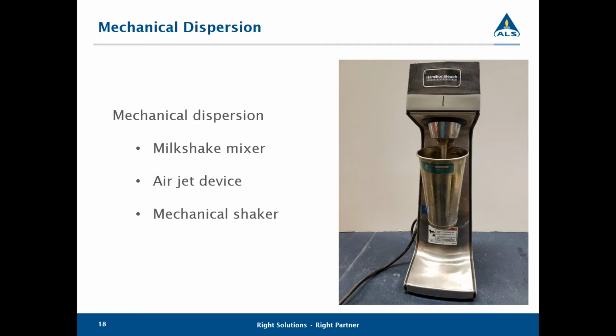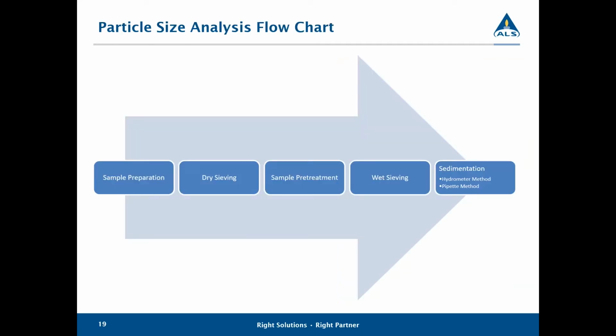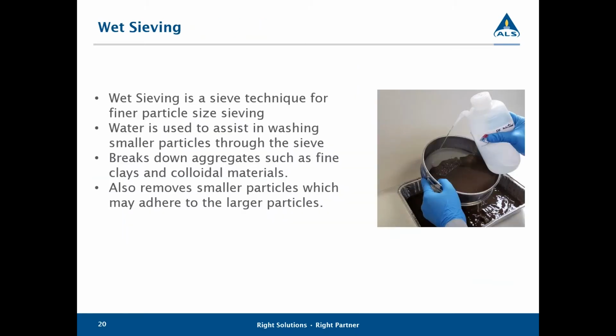Continuing on, once the samples have been properly dispersed, we are going to move on to wet sieving and sedimentation. Wet sieving is typically used for finer particle sieving, where water is washed across the sample, allowing for the aggregates to break down if they've formed after the dispersion. It also helps make sure that any of the particles of small particle sizes will pass through the sieve just by coaxing them through with a solution.